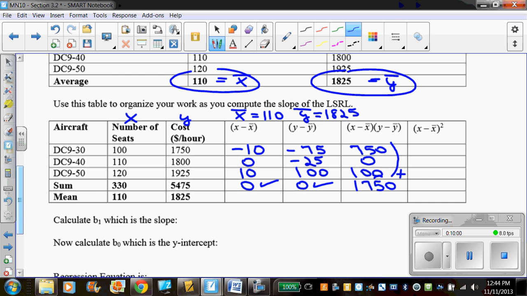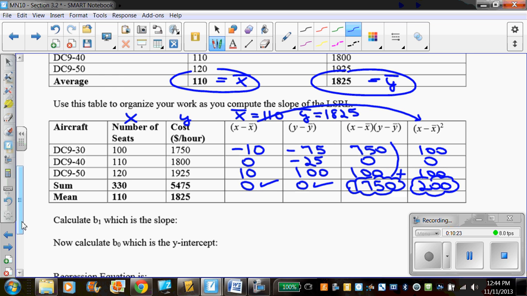So again, this is an important number right here in the formula. And we already have our x minus x bar, so I'm going to just use that where I'm going to square it. So I have 100, 0 squared is 0, or 10 squared is 100. So I get a sum of 200.